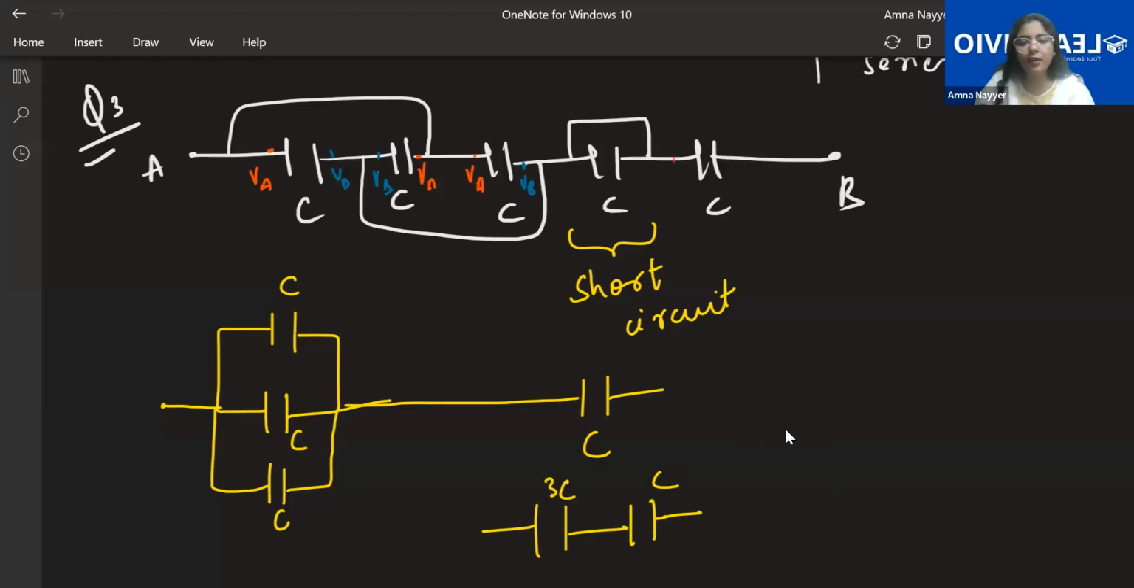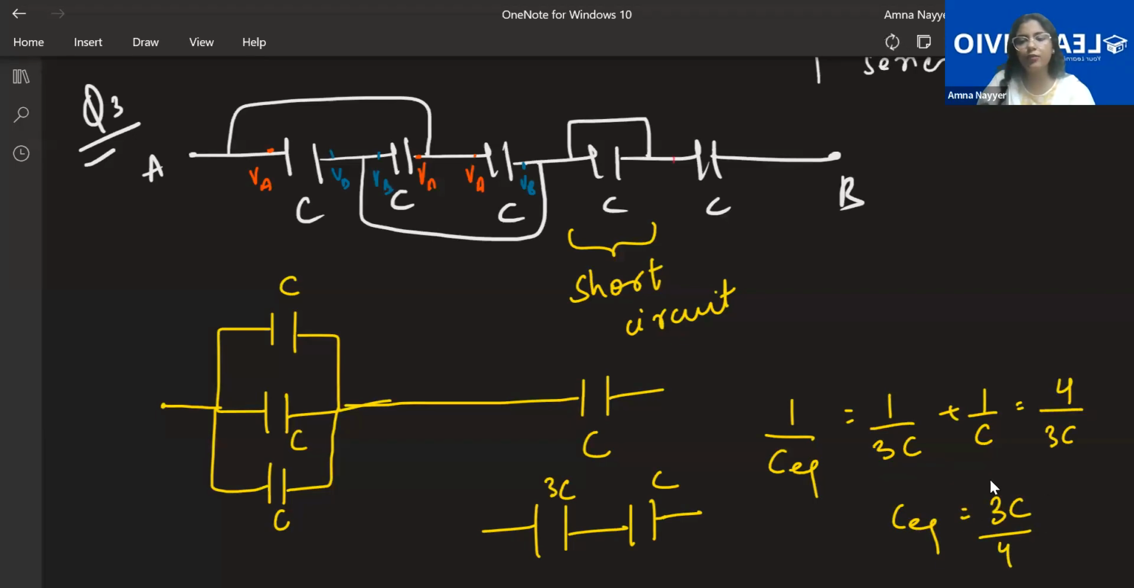So how will you get the equivalent C? 1 by C equivalent will be 1 by 3C plus 1 by C, which is equal to 4 by 3C. So C equivalent is 3C by 4. What have I done here? It's a combination. Here it's a short circuit, so I can just replace it with a single wire. No need to put the capacitor in your calculation.